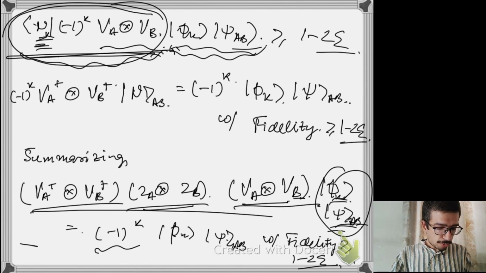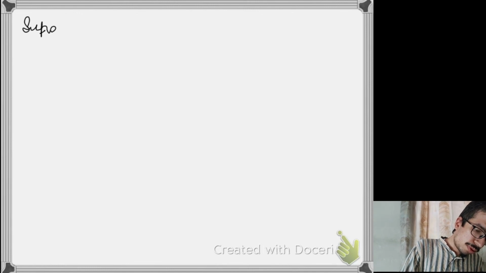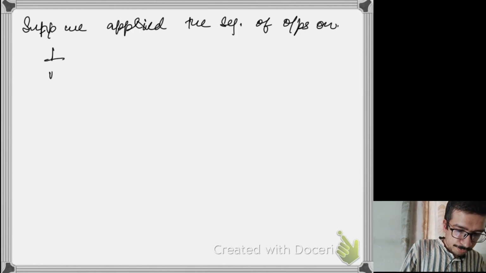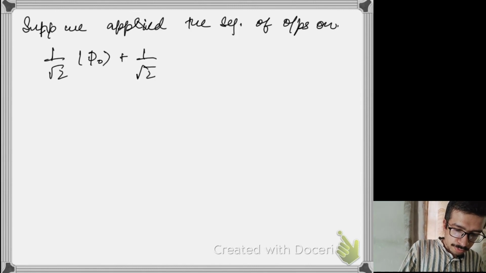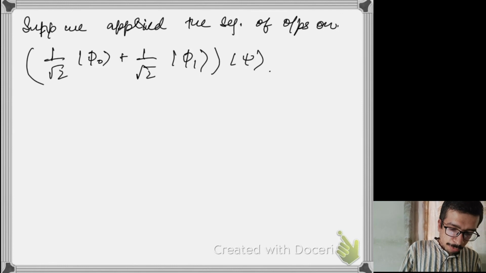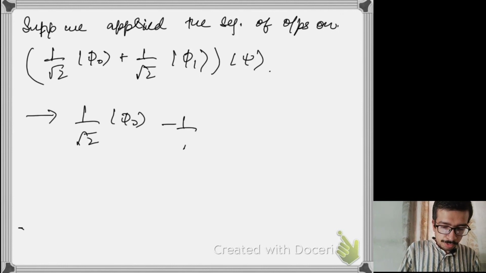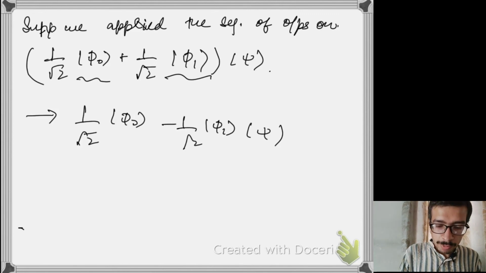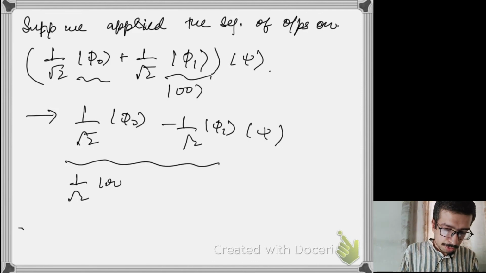So suppose I would have done this sequence of operations on 1 by root 2 ket phi 0 plus 1 by root 2 ket phi 1 tensor psi. What I'm going to get is 1 by root 2 phi 0 minus 1 by root 2 phi 1 on psi, right? And if you now see, this 1 by root 2 phi 0 plus 1 by root 2 phi 1 is going to be nothing but 1 by root 2 ket 0 0 plus 1 by root 2 ket 1 1.